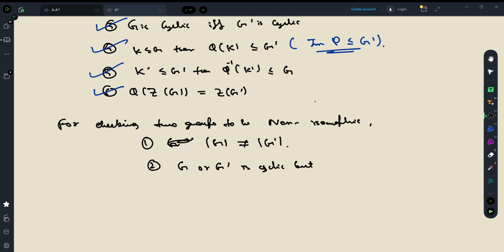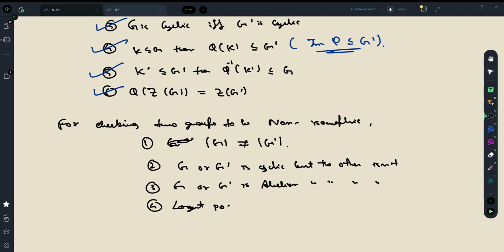Suppose G or G dash is cyclic, but the other isn't, right? If one of the groups is cyclic but the other isn't. Similarly, if G or G dash is abelian, but the other isn't. Number four is that the largest possible order is not preserved.